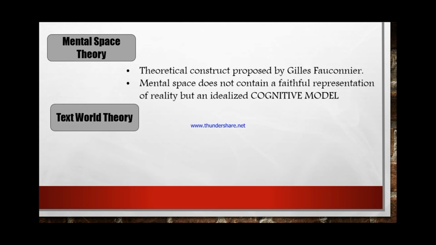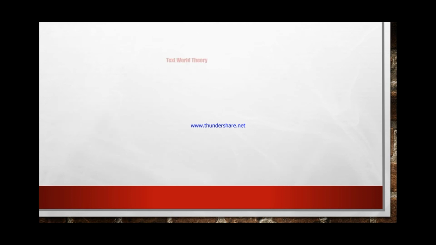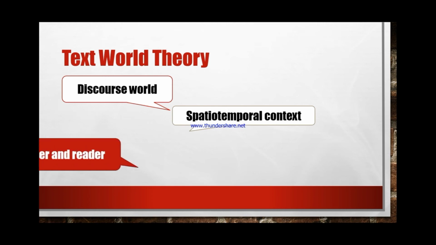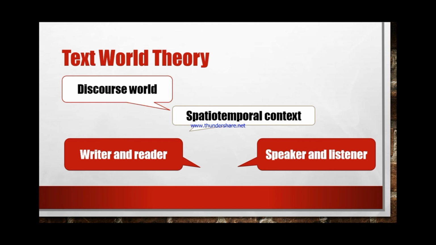Text world theory. According to Werth 1999 and Gavins 2007, all discourses are characterized by the construction of a set of richly defined conceptualized spaces known as worlds. The first world is the discourse world. It is a spatio-temporal context in which the discourse takes place, which contains two participants: the writer and the reader, the speaker and the listener. Naturally occurring language events such as discourse.